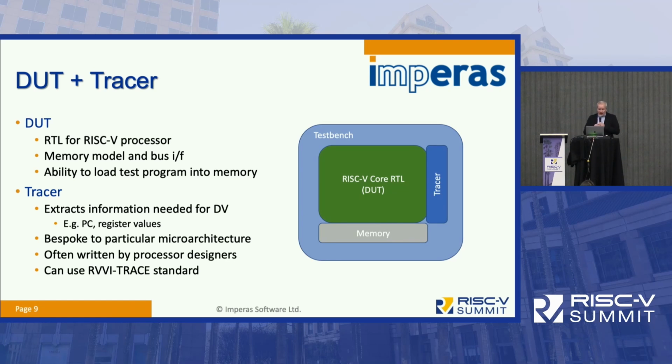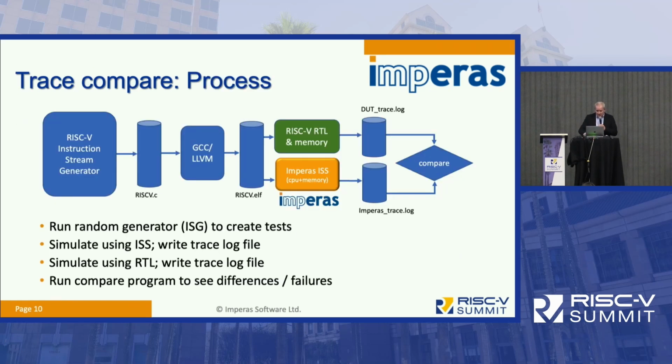A tracer would effectively produce the output of the executed instructions and also provide information regarding register values so that we can do a comparison later on. The other thing I'll mention here is this thing we call RVVI trace, and I'll come back to it later, but this is a way of taking that information from the tracer that's interpreting the execution of the program inside the core and putting it into some standard format so you can have plugins into that tracer and interpret those results as well.